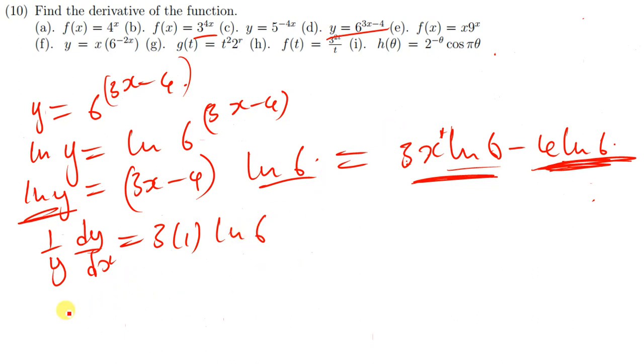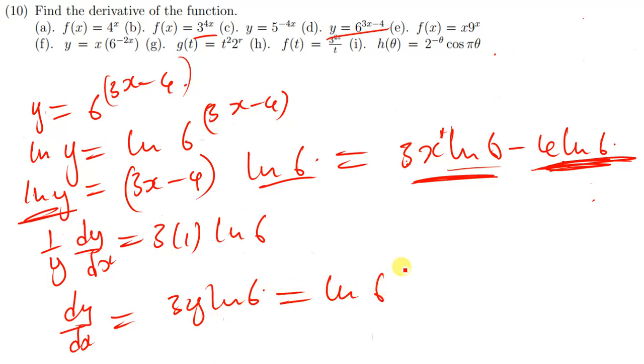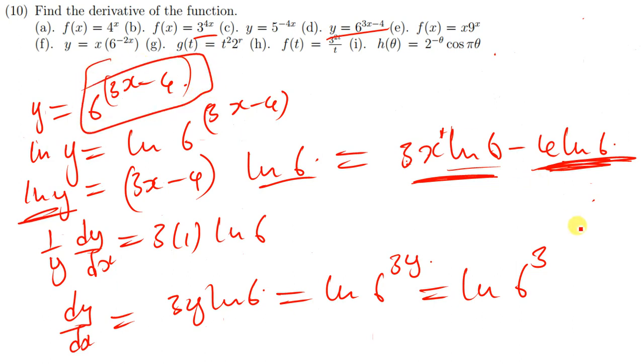So when you cross multiply, we have dy dx is equal to 3y ln 6. The value of y is simply the whole expression, which can be written there as 6 to the power 3x minus 4. So the final answer is dy dx equals 3 ln 6 times 6 to the power 3x minus 4. Don't make a mistake by multiplying these 3 and 6 there.